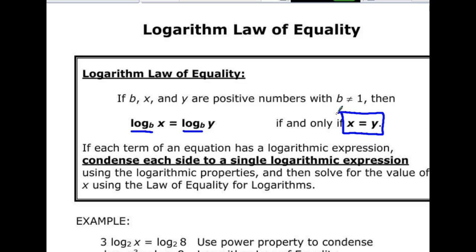It gets more complicated if they don't have the same base. But if I have the same log with the same base, then I can just solve this part. That's the law of equity. Now, is there anything out in front of either of those logs?